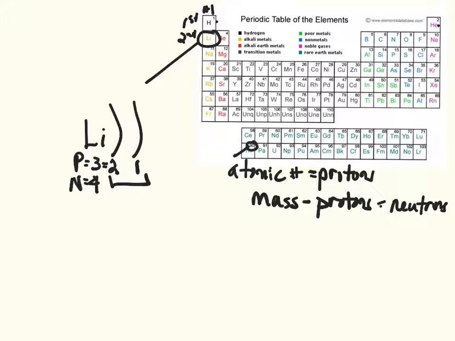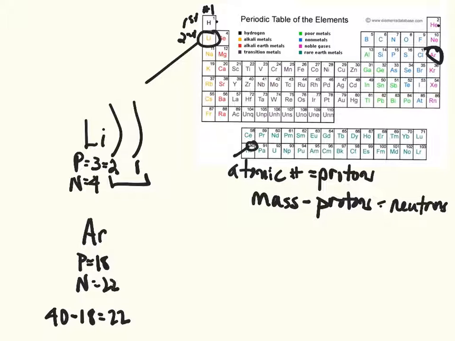Another example we could look at might be, let's look at, for example, argon over here. Okay, so again, I'm going to write down the symbol Ar. I know that the protons is equal to 18 because I saw that. In this case, the mass of argon is 40. So if I have 40 and I minus 18, I should get what? 22. So that's going to equal 22.